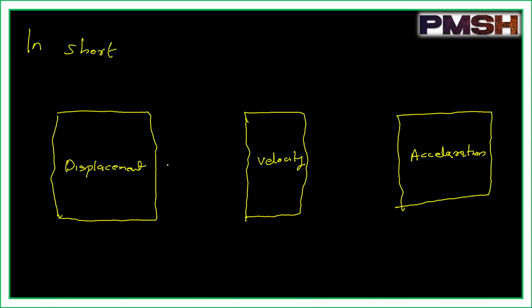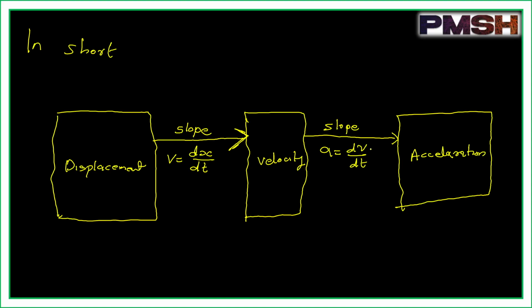Now, from the displacement time graph, if you want to go to velocity, what do you do? If you want to go from displacement to velocity, then you will find the slope. What is the equation for finding slope? Velocity is equal to the slope of displacement, that is dx by dt. Clear? Now from velocity, if you want to go to acceleration, then again you have to find the slope of the velocity time graph. So the equation for acceleration A is dv by dt. Is this clear?